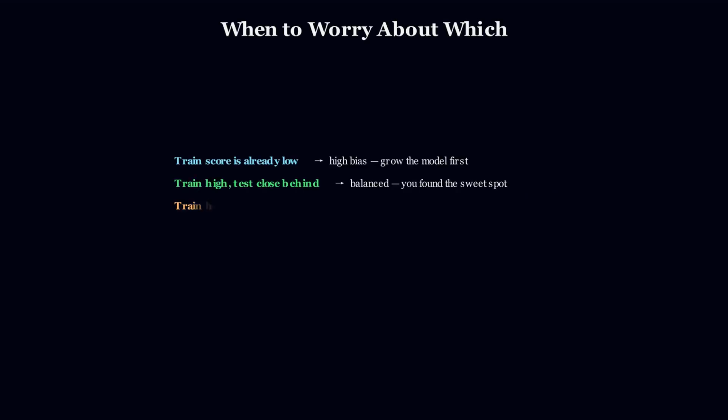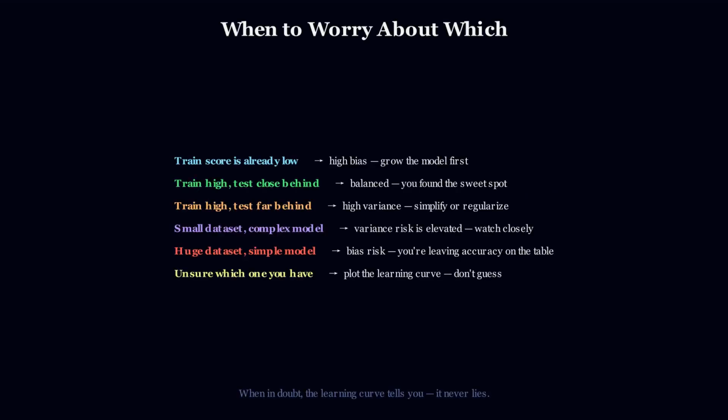How do you know which one to worry about? If your training score is already low, that's bias. Grow the model. If training is high but test lags far behind, that's variance. Small dataset with a complex model, variance risk is elevated. Huge dataset with a simple model, you're leaving accuracy on the table. Unsure which one you have? Plot the learning curve. Don't guess.